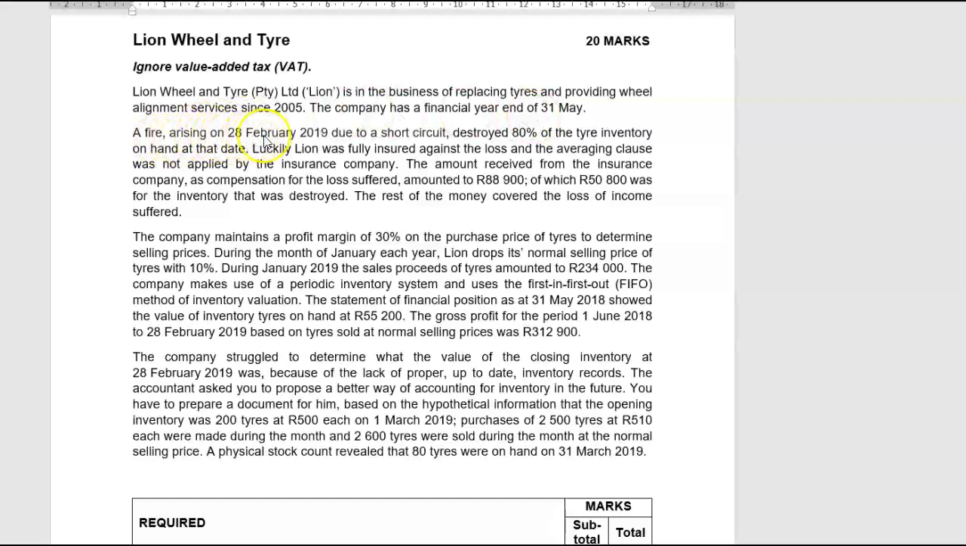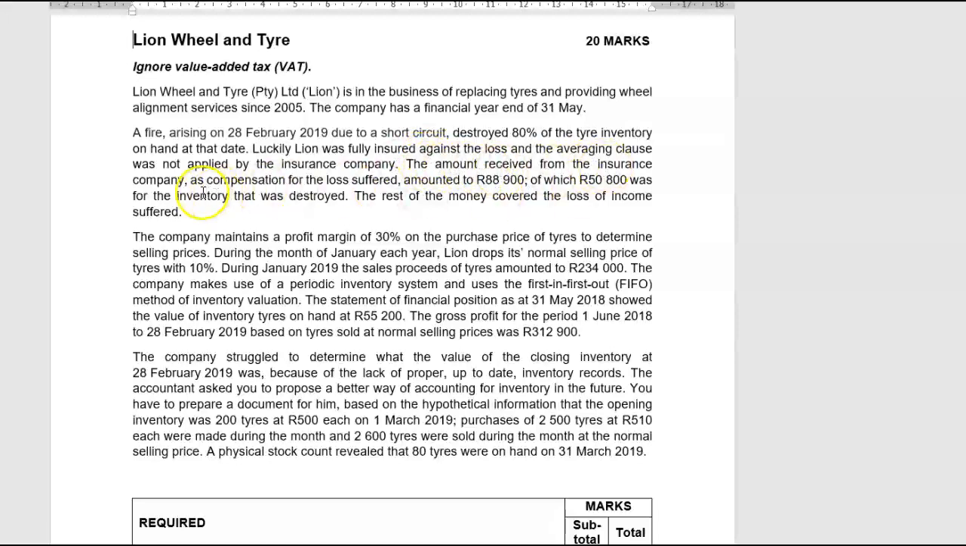A fire on 28 February 2019 due to a short circuit destroyed 80% of the tire inventory on hand at that date. Luckily, Line was fully insured against the loss, and the averaging clause was not applied by the insurance company. Why do I tell you that? That means if the averaging clause was not applied, the insurance company has paid out the full amount of the loss that the company has suffered.